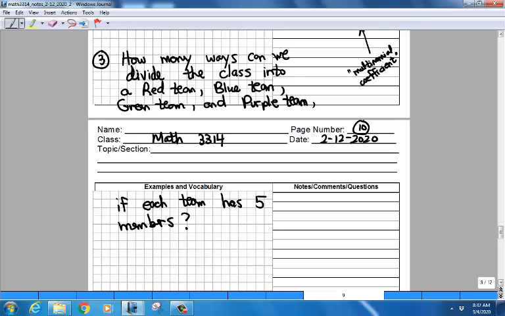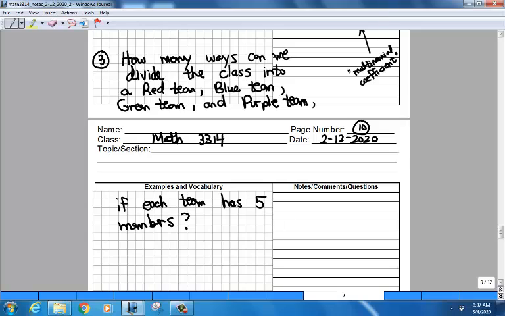So that's the question. How many ways can we divide the class into a red team, a blue team, a green team, and a purple team? Notice there are 4 teams there, and you can distinguish between the 4 teams, because they're all given names, these color names. So you can distinguish between the 4 teams, and you can also distinguish between the people in the class. So you're breaking distinct objects into distinct partitions.